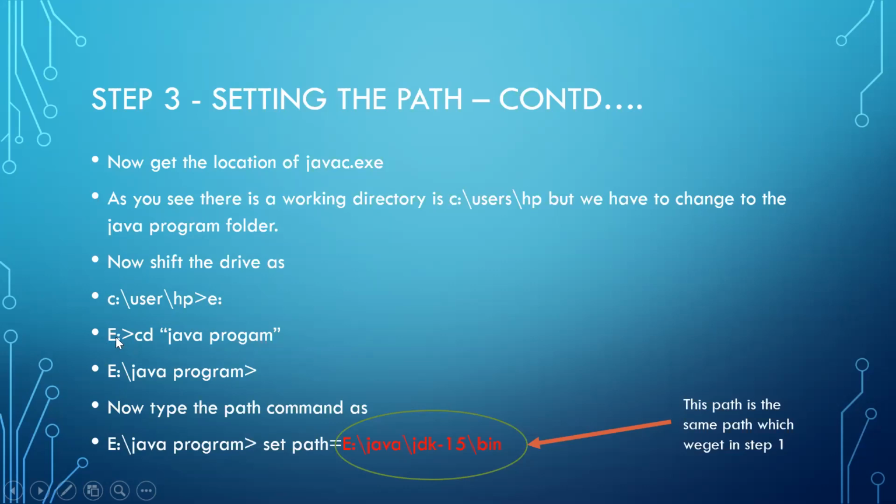After that, you will get an E drive. Then you have to type cd and whatever the folder name is, and then press enter. You will shift on to that particular program folder. Now type the path command as set path equals to the path which we got from step 1, that is e:/java/jdk15/bin. This is in my case. You can save it anywhere as you want.